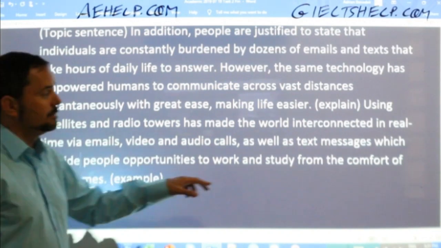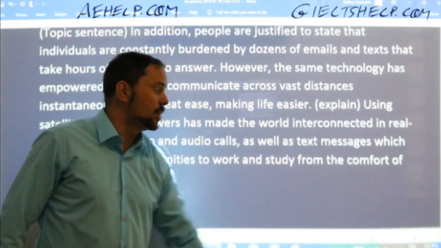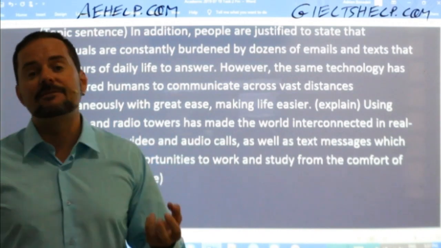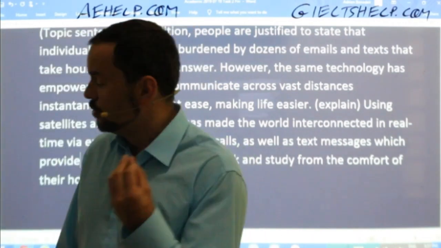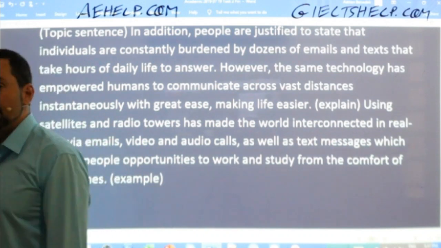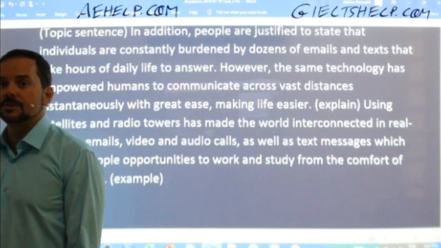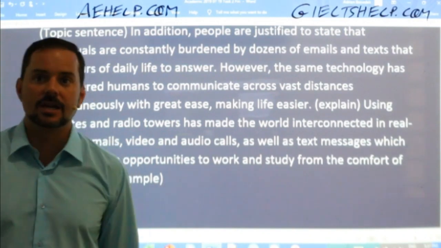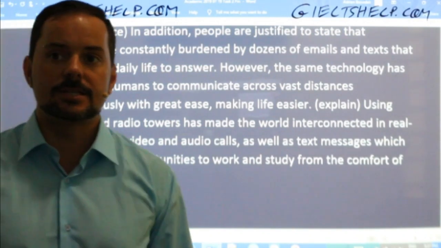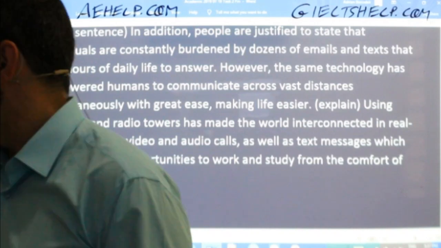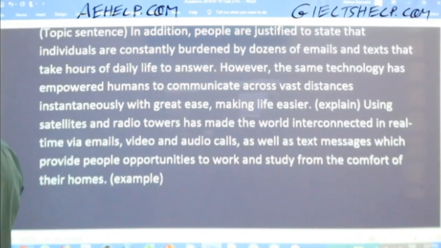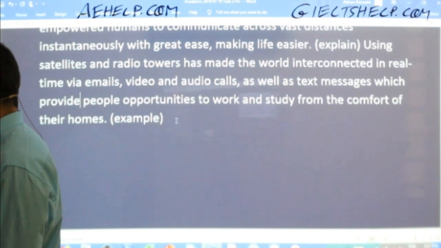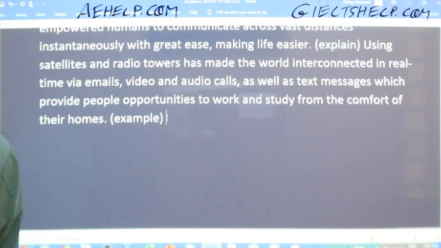So this second part, this adjective clause, which provide, is the explanation for why life is easier. That's a very crucial part of my writing to get that high band score, to have a clear, concise answer. Okay? I hope that makes sense. All right? You have to explain why it's easier. And now we give an example. So let's give an example of how it makes life easier.